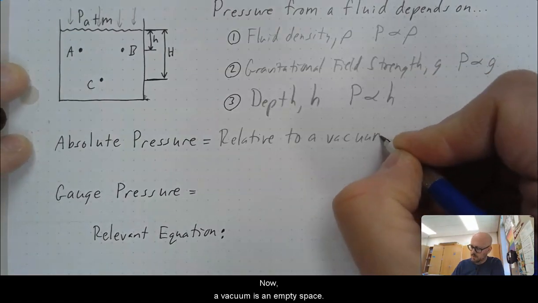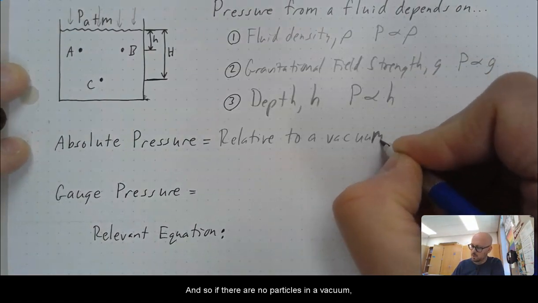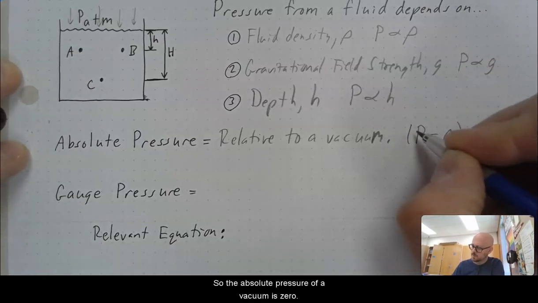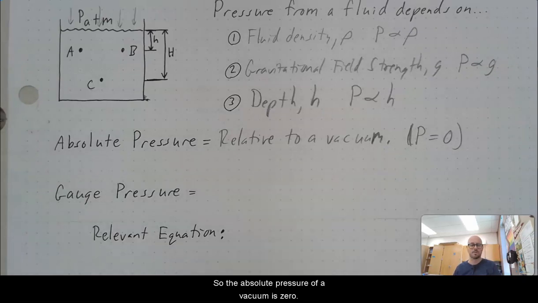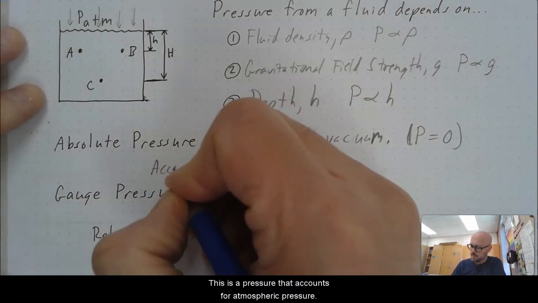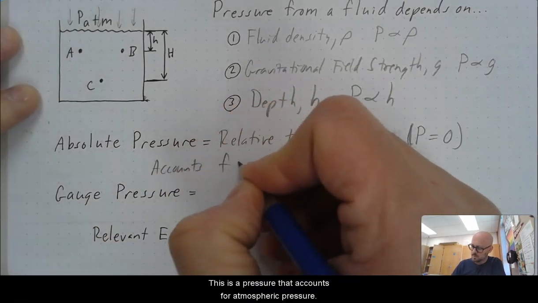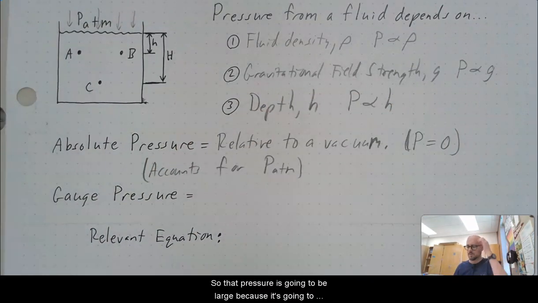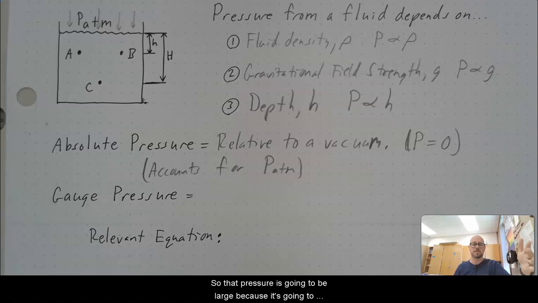Now, a vacuum is an empty space, and so if there are no particles in a vacuum, that is a pressure of zero. So the absolute pressure of a vacuum is zero, and then the absolute pressure is always measured relative to that. This is a pressure that accounts for atmospheric pressure. So that pressure is going to be large because it's going to have atmospheric pressure added to it to give that actual pressure.